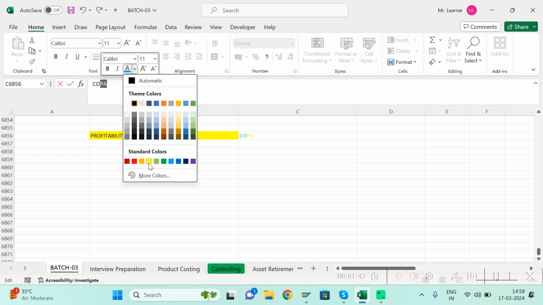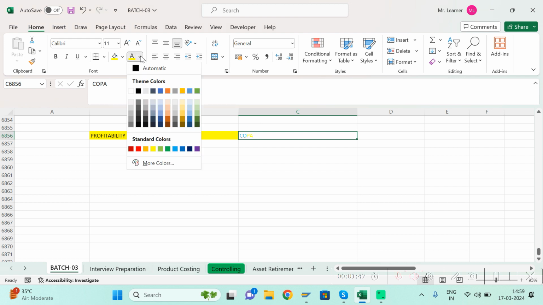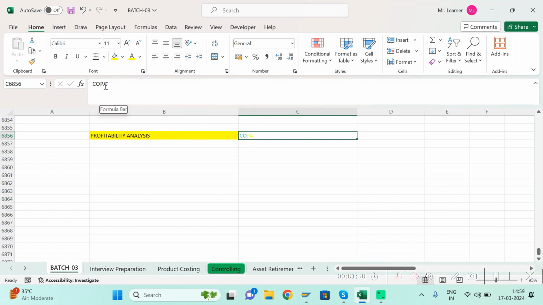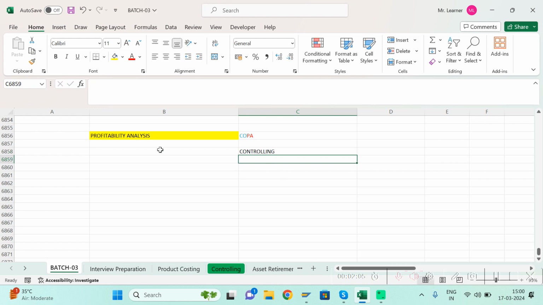Here CO means controlling, and PA means profitability analysis. So CO means controlling, PA means profitability analysis.